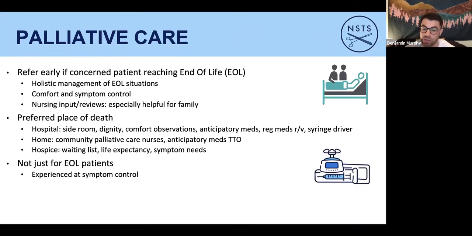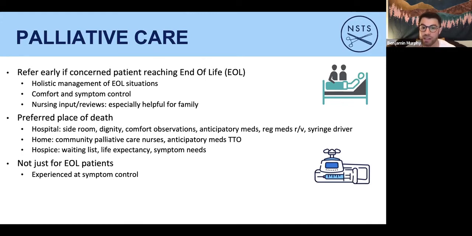Have we got them a side room? Have we stopped doing routine things like blood pressures, sats, heart rate? That's not going to really change anything that we do. We change that to comfort observations. So instead of going and doing all that obs, we ask, are you in pain? Are you thirsty? Do you want any mouth care with the swabs and things like that?